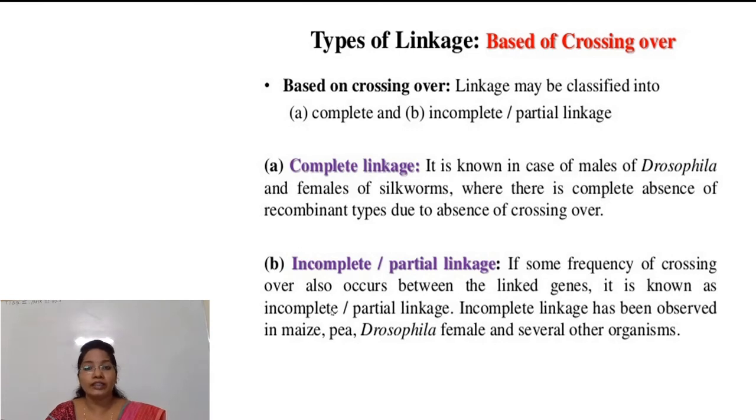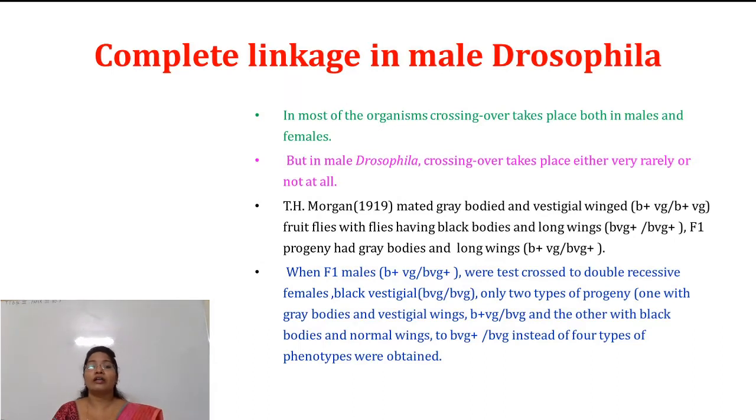Second is the incomplete linkage or partial linkage. Incomplete linkage involves some percentage of crossing over. So there is a presence of crossing over, and that linkage is called incomplete linkage. It is present in female Drosophila, maize and pea plant. So let's study the complete linkage. This complete linkage is present in male Drosophila.